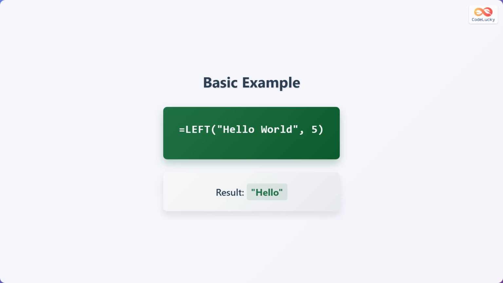Let us see a basic example. Consider the formula =LEFT("hello world", 5). The result of this formula is "hello". The function extracts the first 5 characters from the text "hello world".